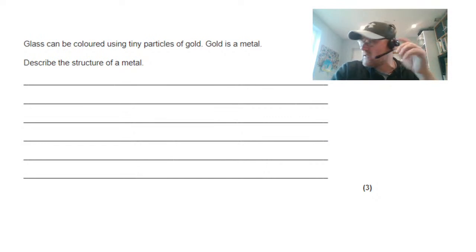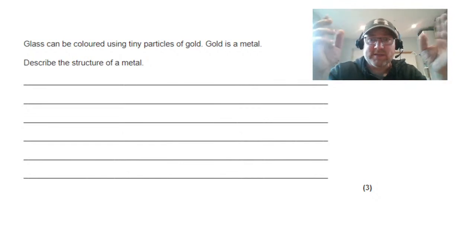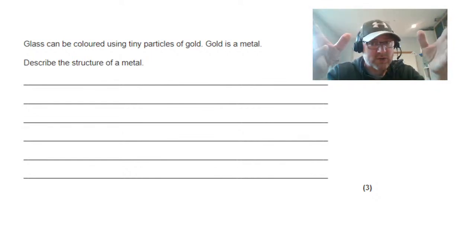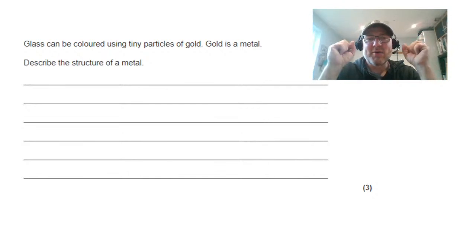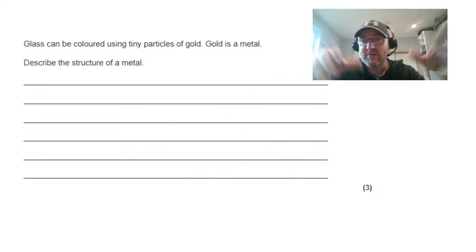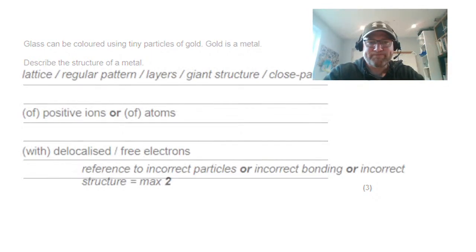This question says describe the structure of a metal. The structure of a metal is positive ions and free electrons. So it's a lattice giant structure. Remember, metals and ionic compounds are all giant. So metals have a giant structure. They have free electrons and positive ions. Free electrons surrounding positive ions, or a sea of electrons, as some people like to say.